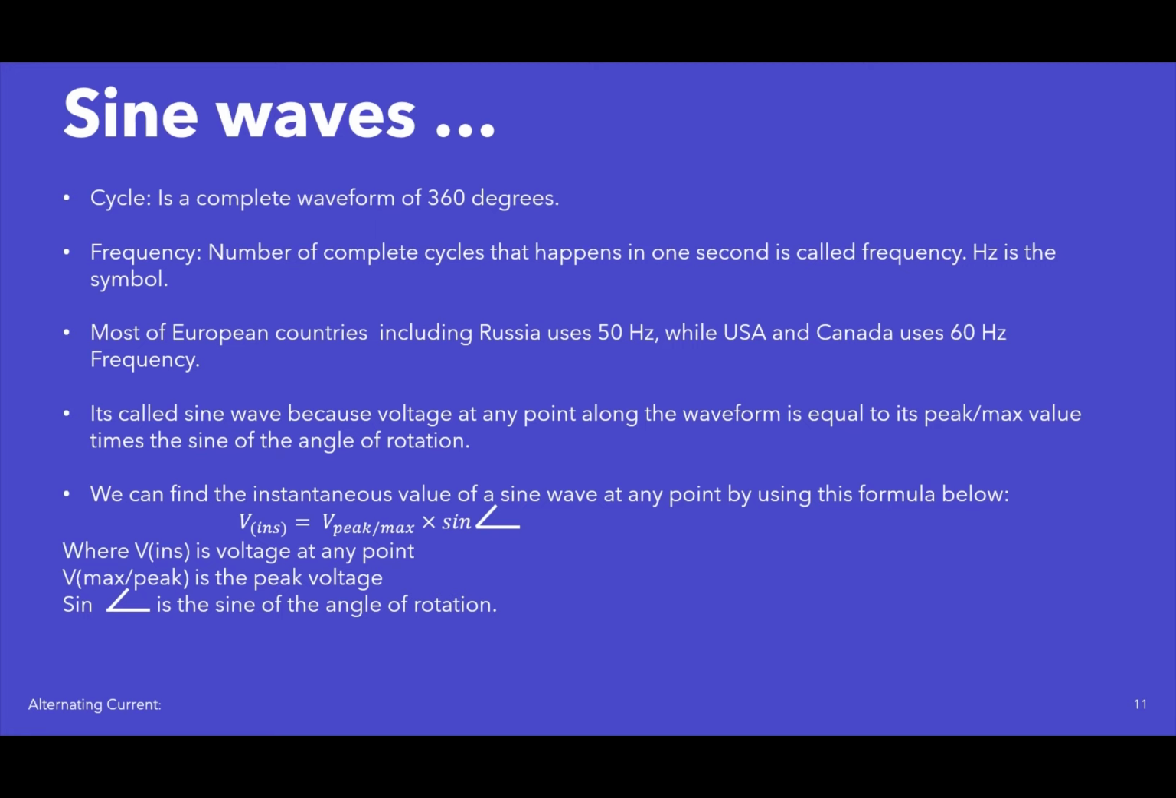So what is V instantaneous? It is the voltage at any point. V max is your maximum or peak voltage, and theta is your rotation angle.